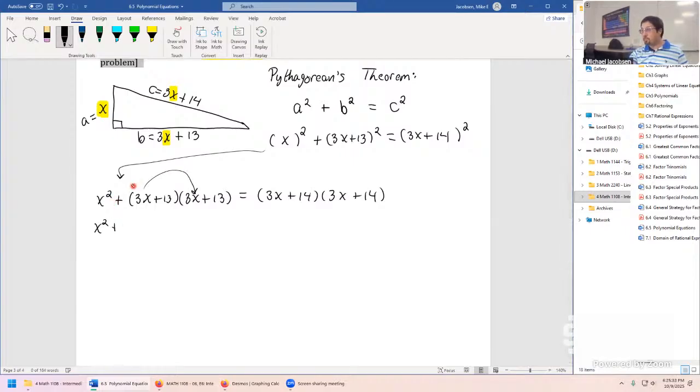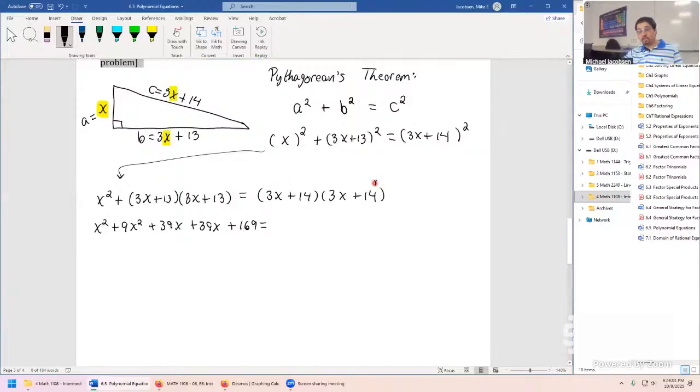3x times 3x will be plus 9x squared. 3x times 13 is plus 39x. Rinse and repeat. 13 times 3x is 39x again. 13 times 13 is 169. And now the left-hand side is done. So do it all over again.